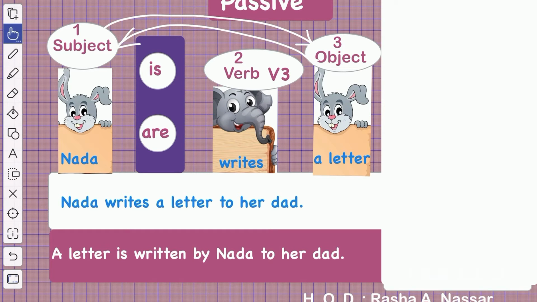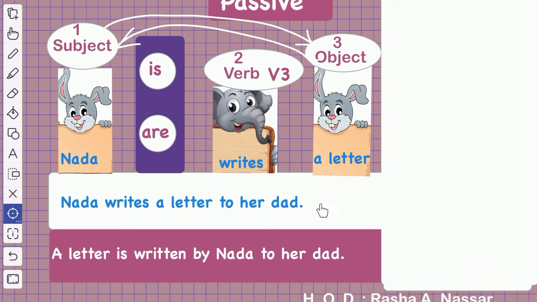This is another example of changing the sentence into passive. First, we should underline the subject, the verb, and then the object. And then we start changing our sentence into the passive. Nada is the subject, the word number 1. Writes is the verb, the word number 2. A letter is the object, the word number 3.